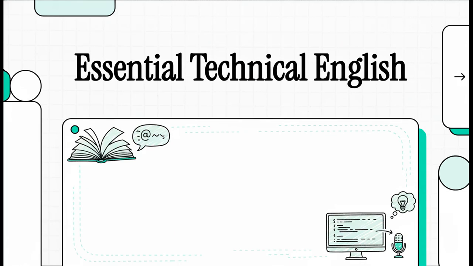All right, as developers, we are absolutely obsessed with writing clean code. But what about how we talk about that code? Today, we're going to dive into the essential technical English that really separates a good developer from a great one. This is the stuff that makes you a way more effective teammate.